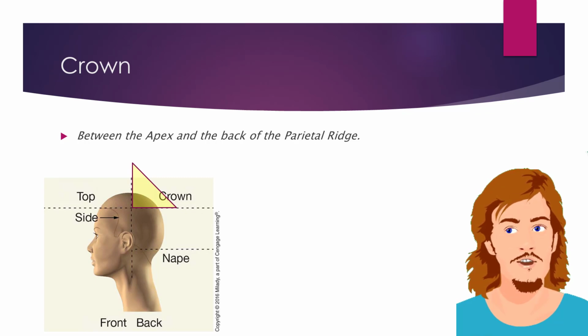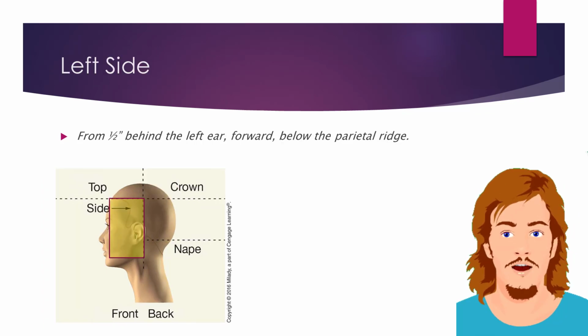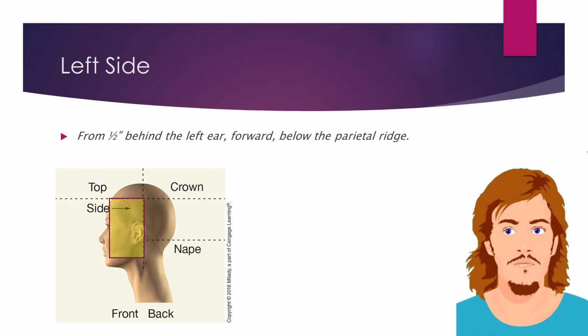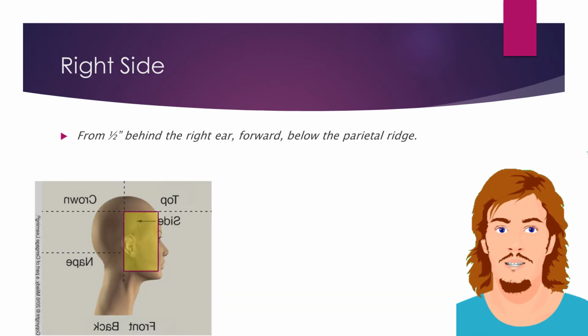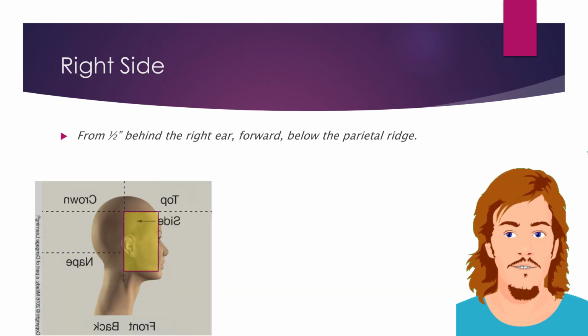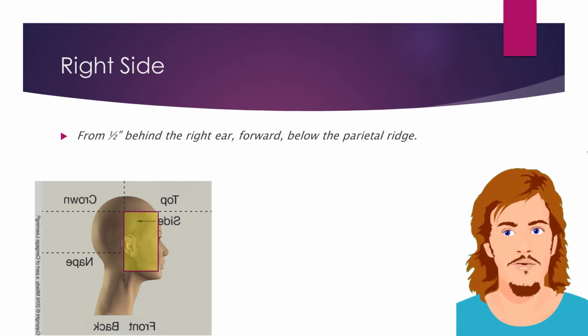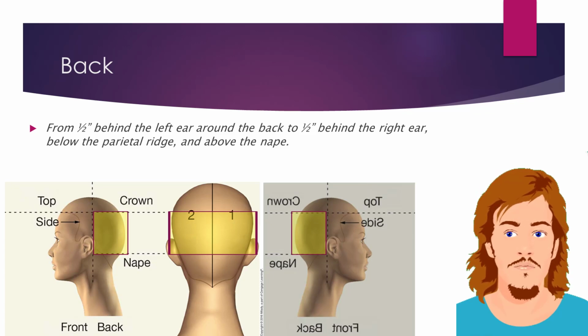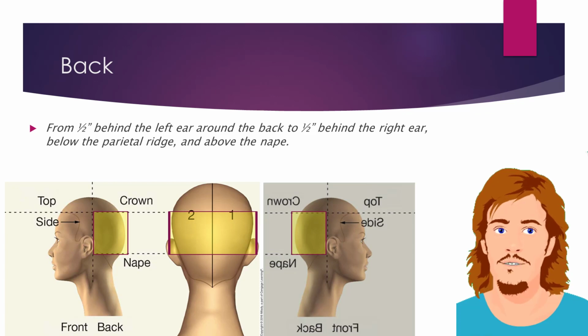The left side is found from 1/2 of an inch behind the left ear, forward, below the parietal ridge. And the right side is found from 1/2 of an inch behind the right ear, forward, below the parietal ridge. You will find the back section from 1/2 of an inch behind the left ear, around the back, to 1/2 of an inch behind the right ear, below the parietal ridge, and above the nape.